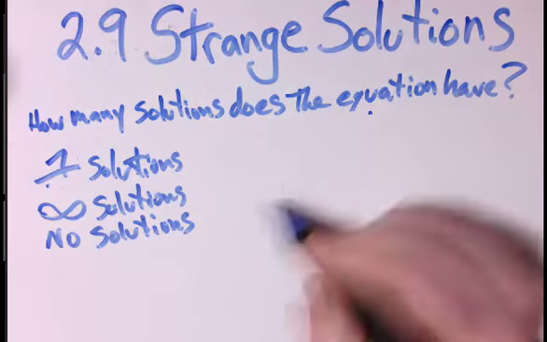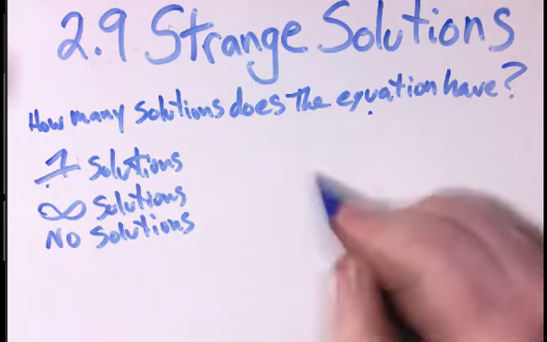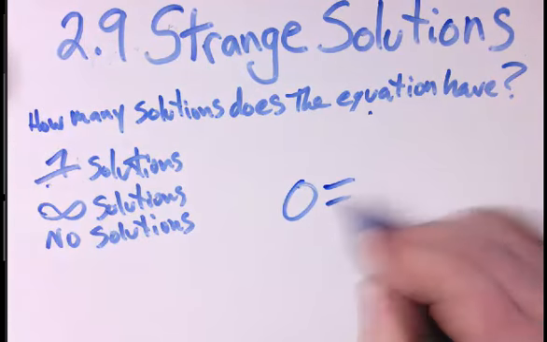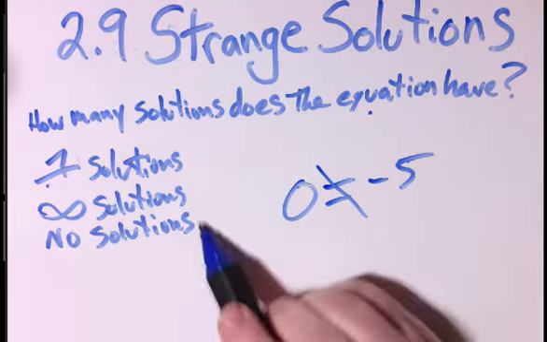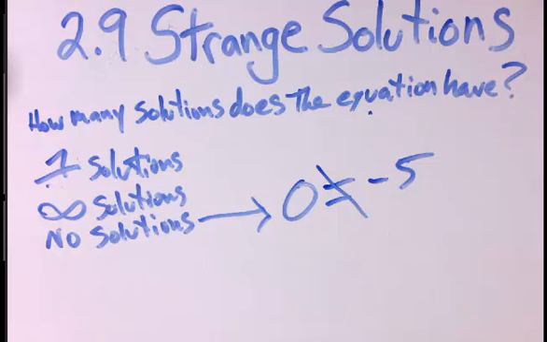And if you work through it and you notice that you get an answer like 0 equals -5, well, 0 does not equal -5, so that means you're going to have no solutions.